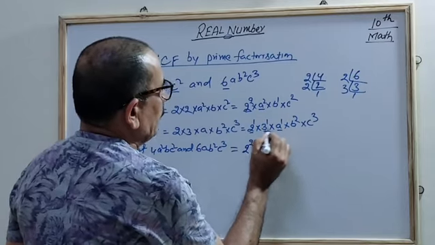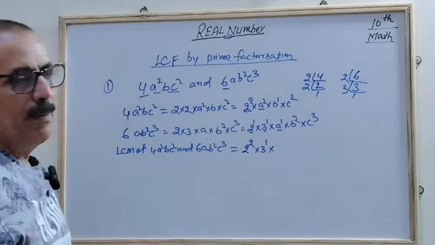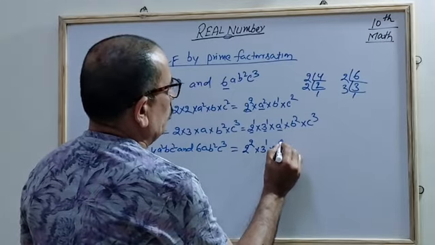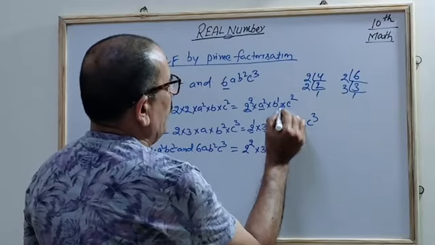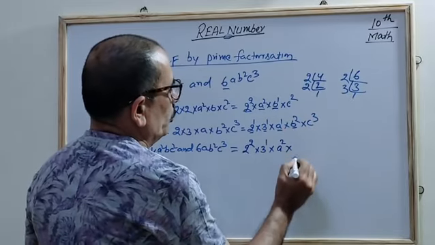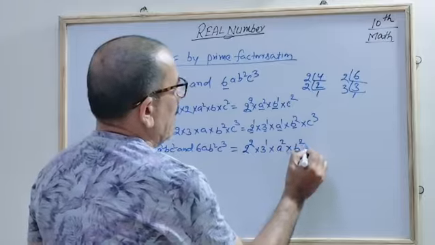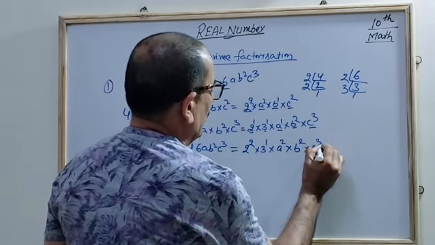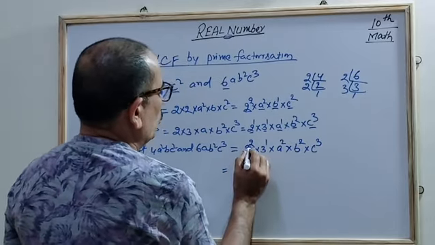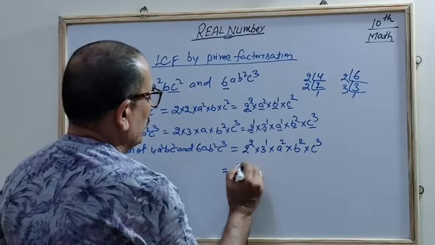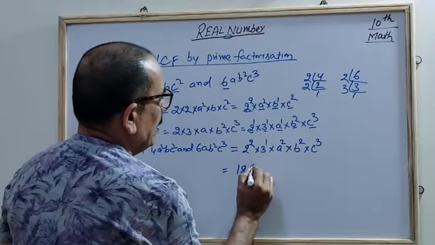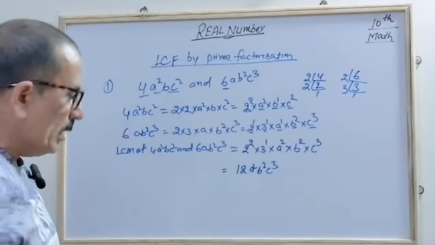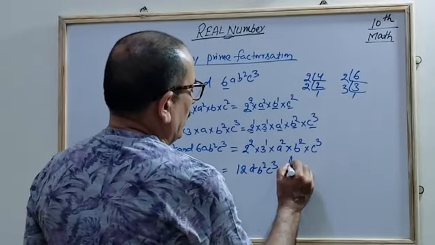Then we will take the common a. In that we take the maximum power, a to the power 1 and a to the power 2, so we will take a to the power 2. Again we will see b to the power 1 and b to the power 2, so we will take b to the power 2. And c to the power 2 and c to the power 3, so we will take the higher power of c. So what will be the number? 2 to the power 2 times 3 is 12. So 12a square b square c cube. This becomes your answer, correct?